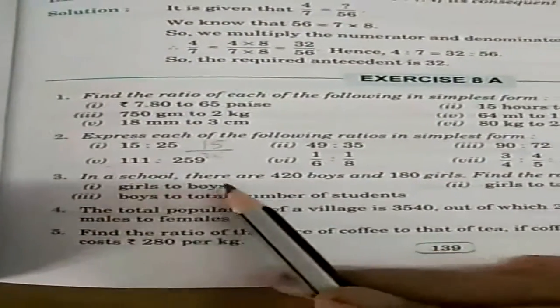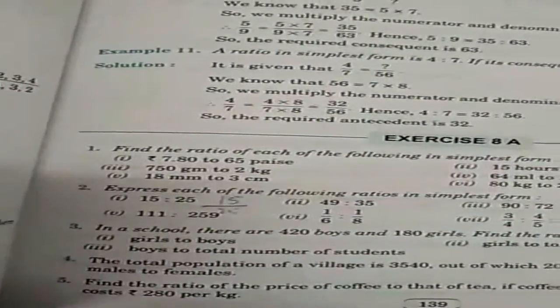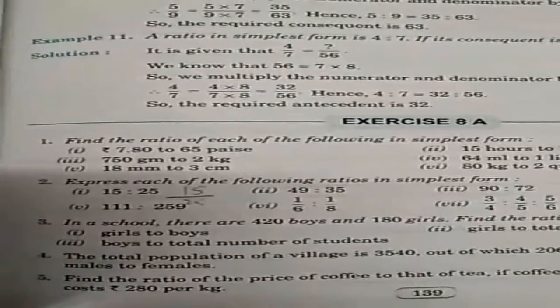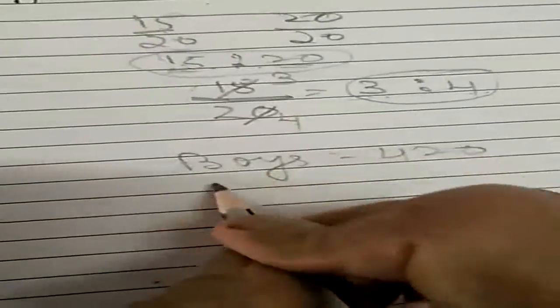Question number 3, in a school there are 420 boys and 180 girls. Find the ratio of girls to boys. Okay, how many boys are there? 420. See here, boys are here. How many girls are there? 180.